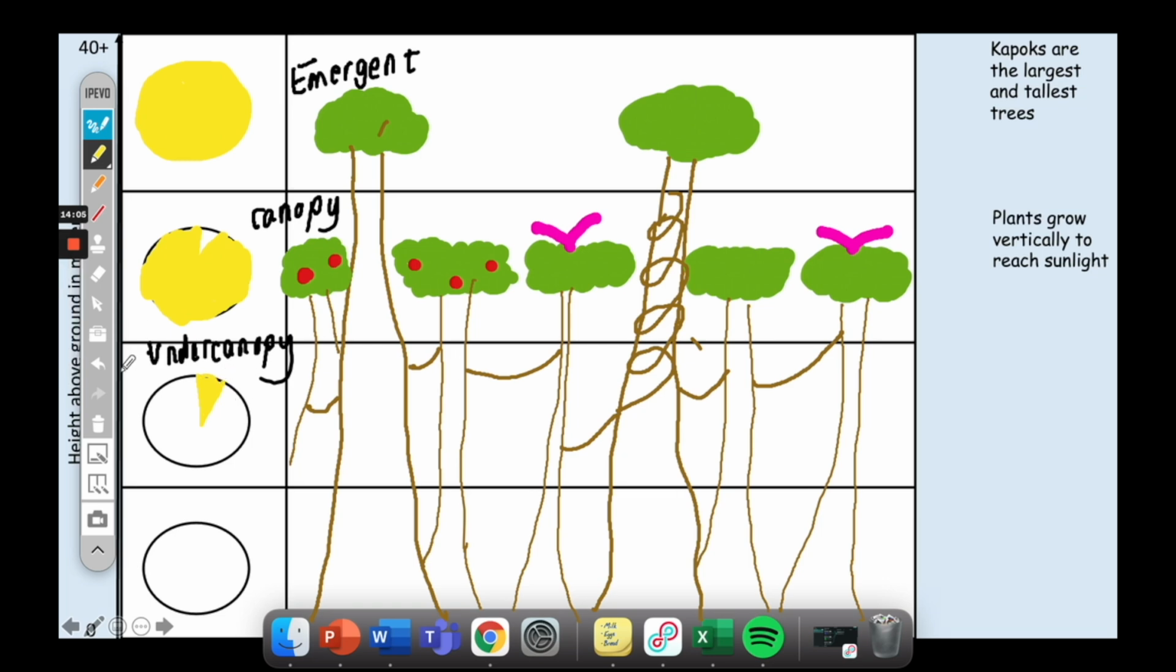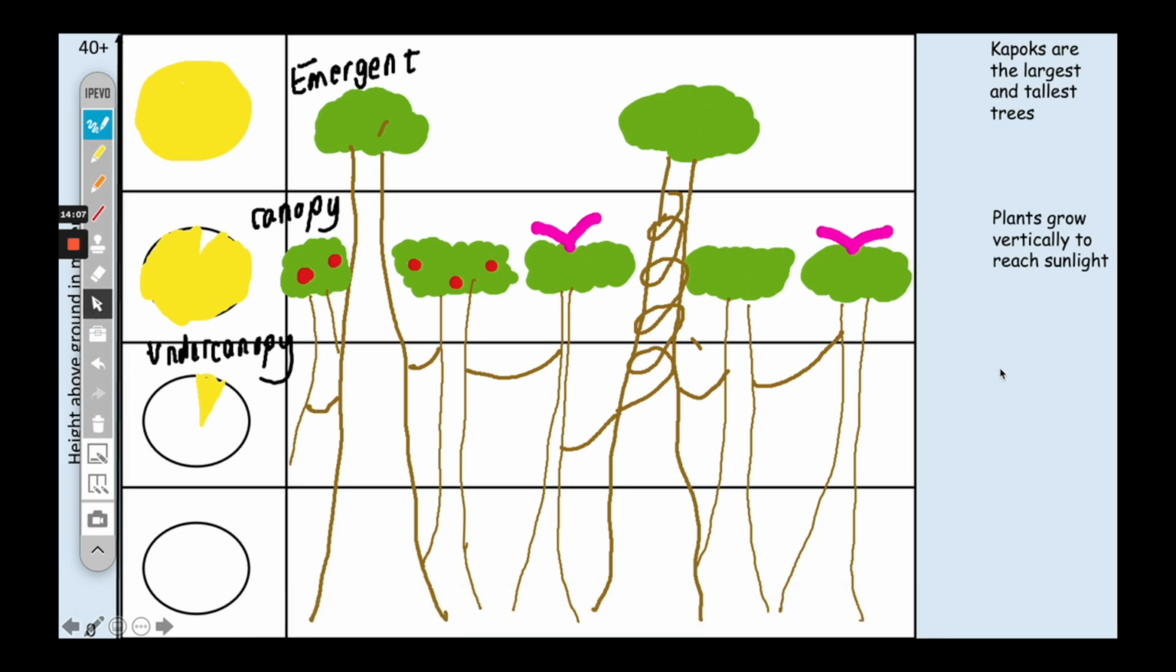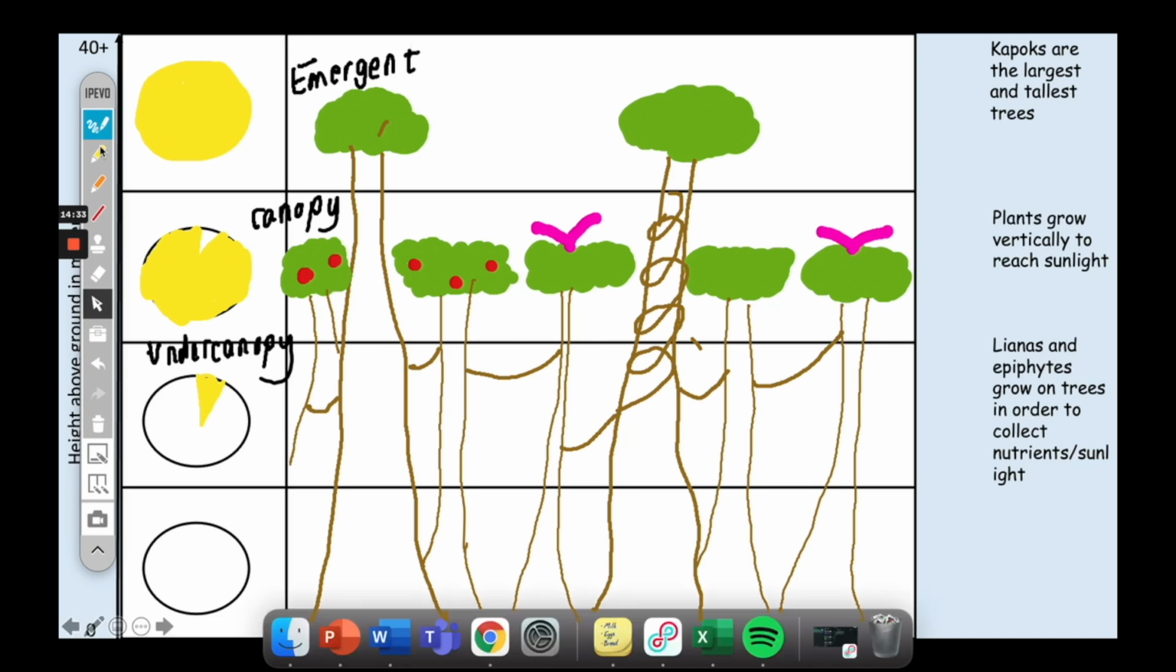And if we are labelling in terms of the adaptations, we can say in our under canopy that lianas and epiphytes grow on trees in order to collect nutrients and sunlight. So they grow on the trees as opposed to growing towards the ground in order to help them get closer to that sunlight in the canopy and the emergent layer, but also so they can access nutrients as the rainforest soil is very infertile.